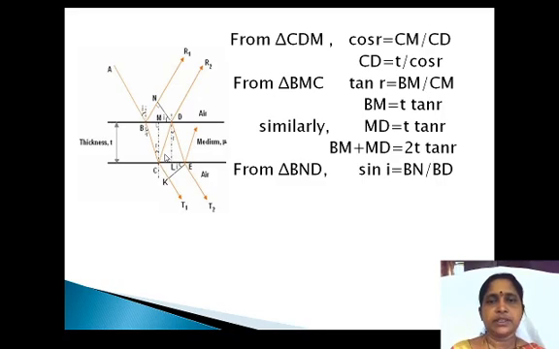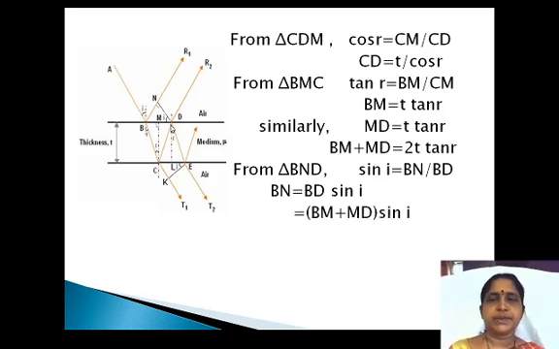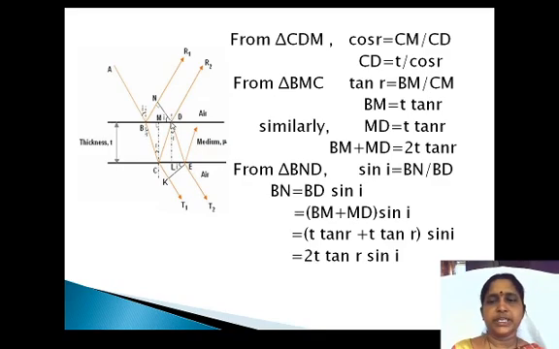From triangle BND, here we see, sin I is equal to BN by BD. BN is equal to BD sin I. BD means BM plus MD, that is T tan R plus T tan R, into sin I, so BN is 2T tan R sin I.